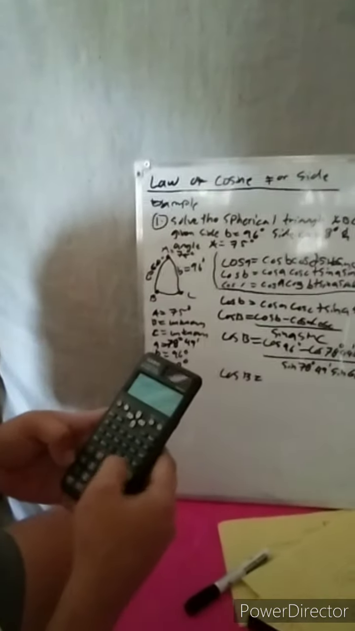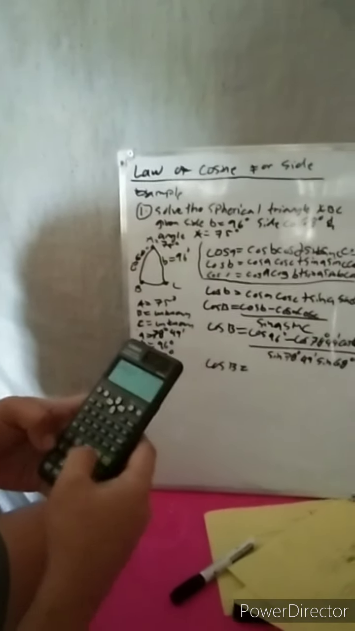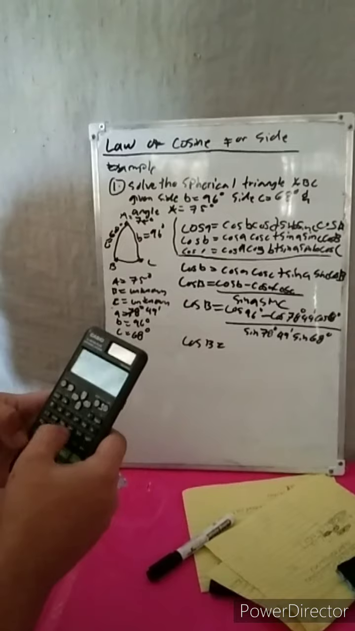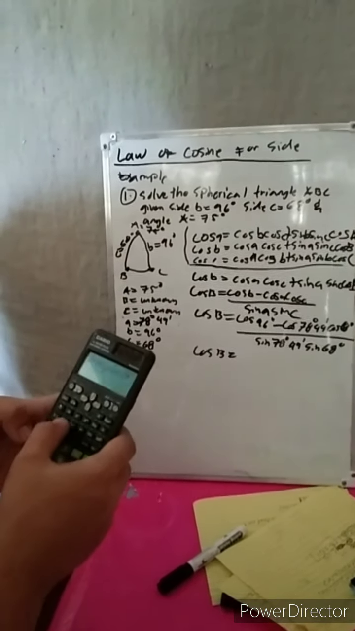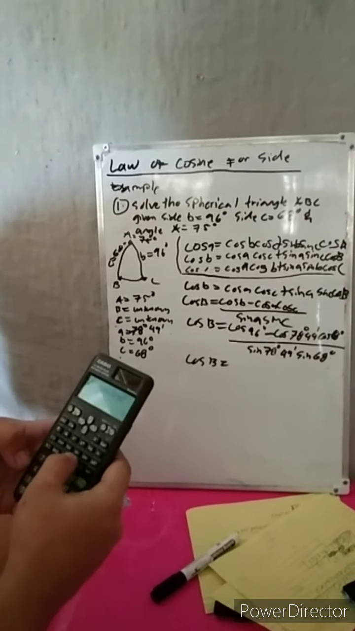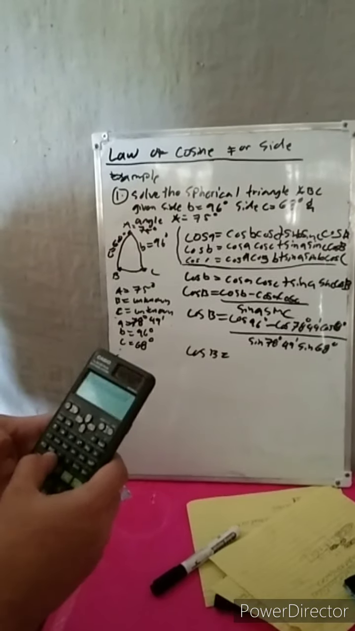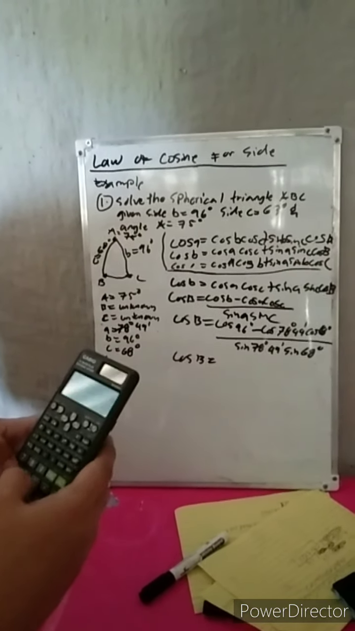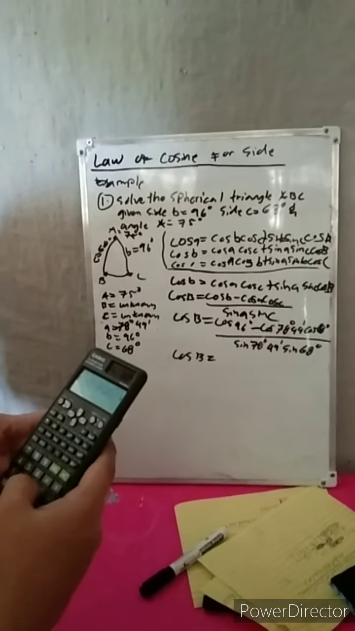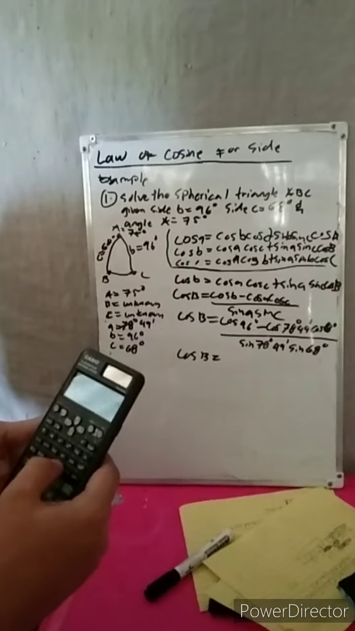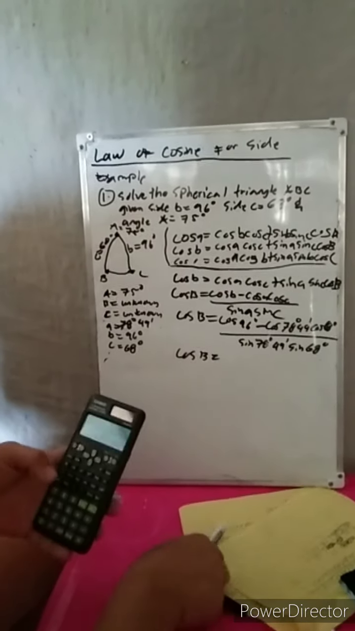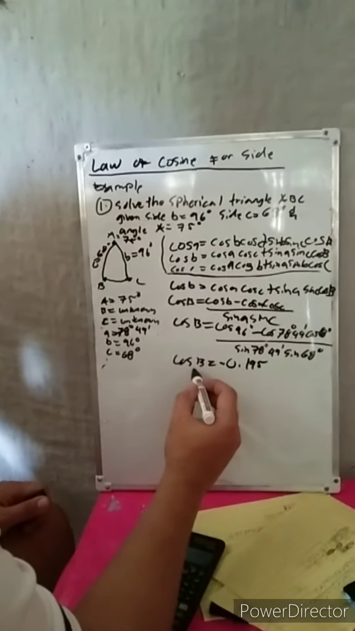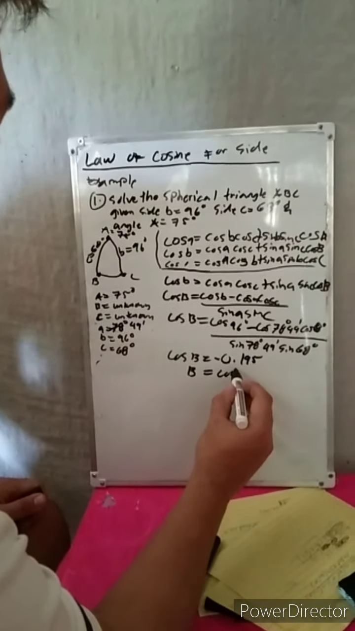Cosine 96 degrees minus cosine 78 degrees 49 minutes, cosine 68 degrees, over sine 78 degrees 49 minutes and sine 68 degrees, equals negative 0.195. To get angle B, we need the inverse cosine of negative 0.195.